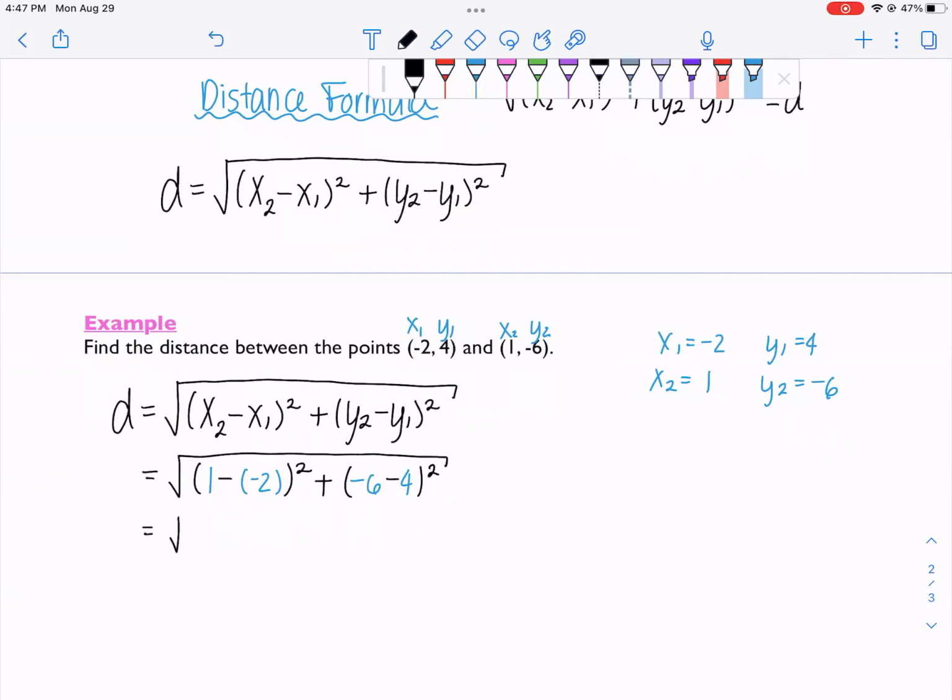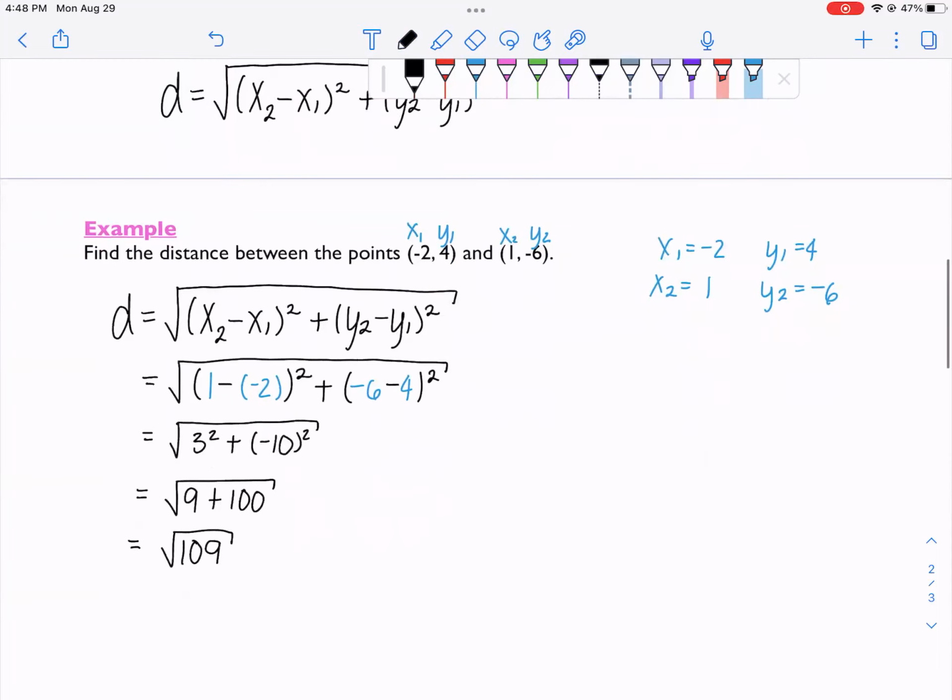1 minus -2 is 3. So we have 3 squared, plus -6 minus 4 is -10. So -10 squared, all under the square root. 3 squared is 9. -10 squared is 100. So we have square root of 109. And that would be our answer.